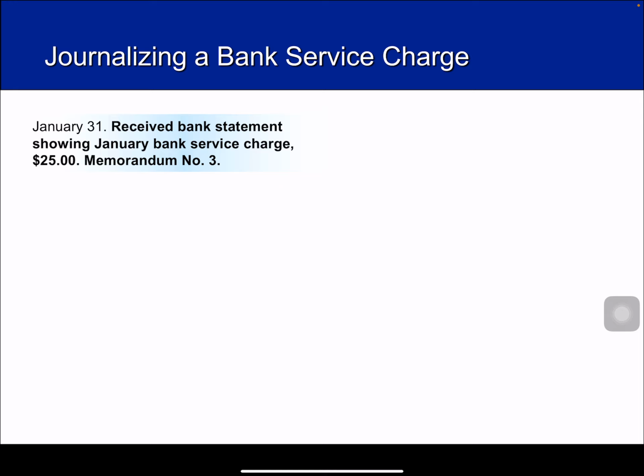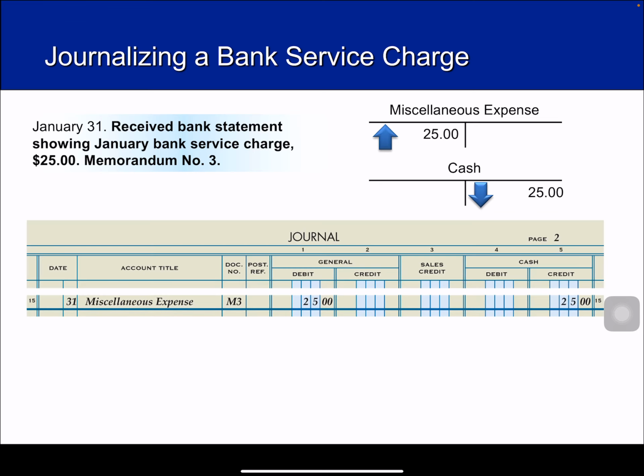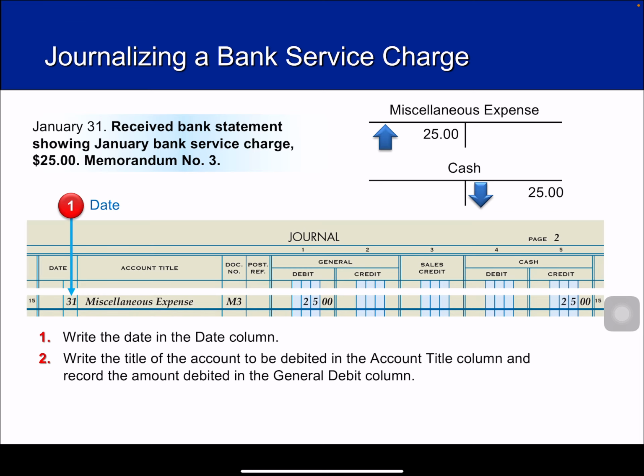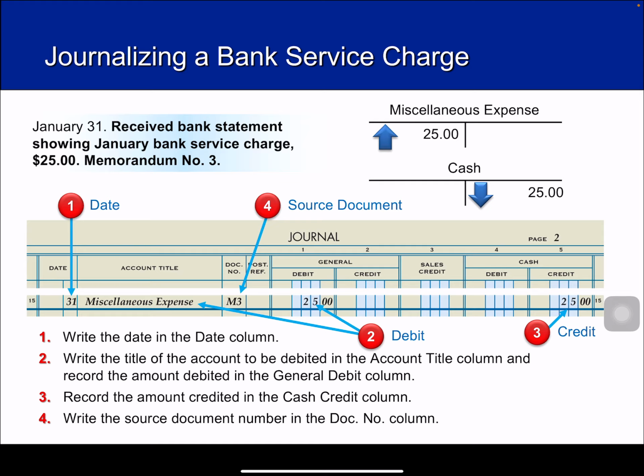The transaction would look like this. January 31st, received a bank statement showing January bank service charge, $25. Memorandum 3. Remember, you do not have to write out a check for this. They automatically take it out of your account. Miscellaneous expense is going to go up. Cash is going to go down. So to journalize it, you would write the date, write the account debited and the amount that you are going to debit. Your credit goes to cash, and your source document is Memorandum 3.